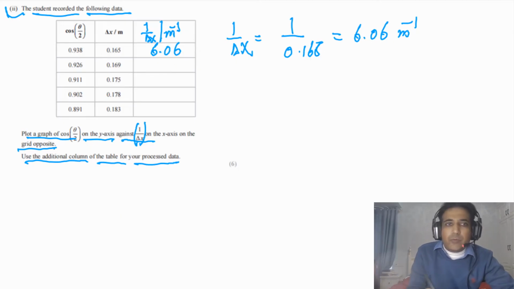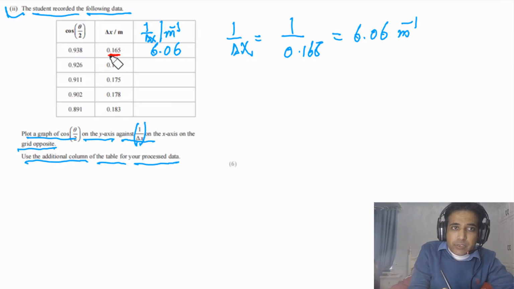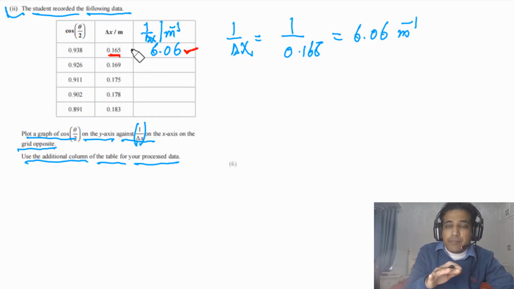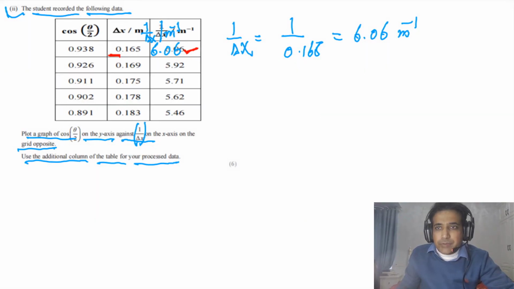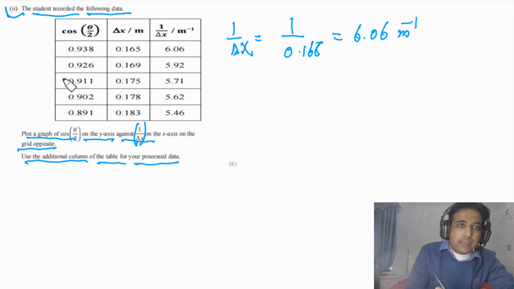But we have to be careful with the number of SF. This has 3 SF, so this also should have 3 SF, because the raw data has 3 SF, so the processed or calculated data should also have 3 SF. And the same we can repeat for the remaining values of delta x. If we do this carefully, we will get these values of 1 over delta x. So you have to be careful with the number of SF. All of them should have 3 SF, because here we have 3 SF.